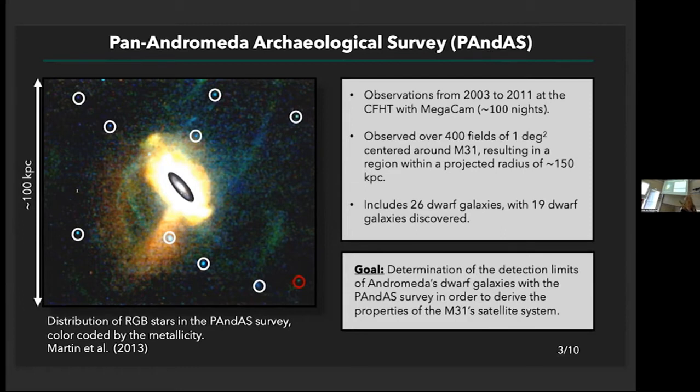For example, if we take the galaxy circled in red and put it in the giant stream over there, the question is: is it still detected? And that was the goal of this work: to obtain the detection limits in order to infer the global properties of the satellite system.